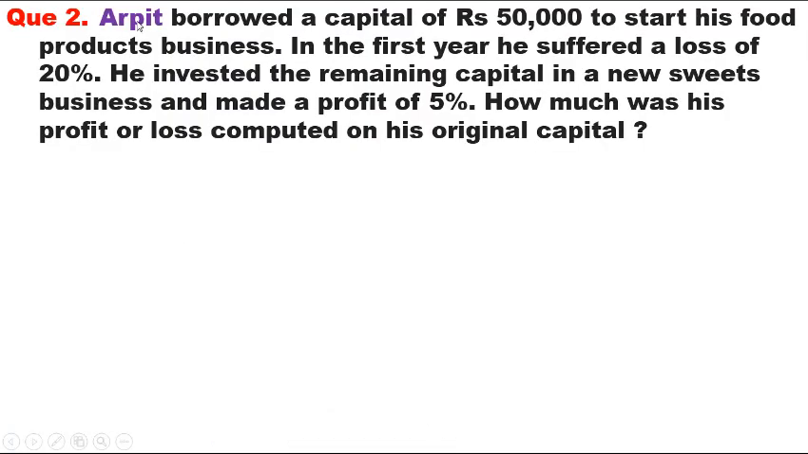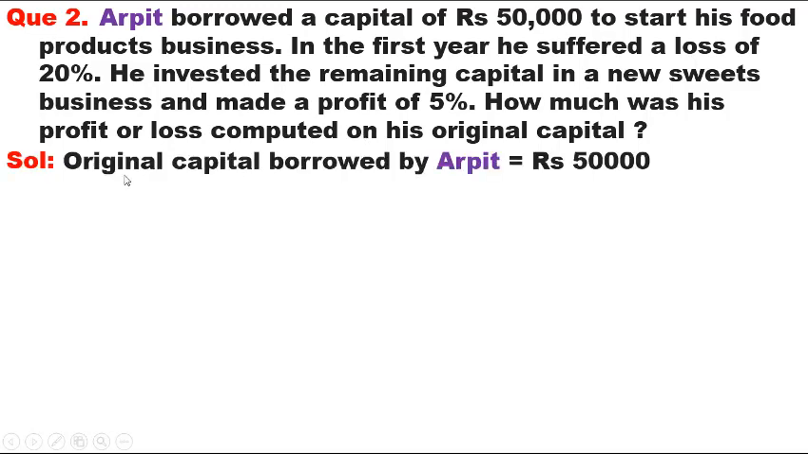Second, Arpit borrowed a capital of rupees 50,000 to start his food product business. In the first year, he suffered a loss of 20%. He invested the remaining capital in a new sweet business and made a profit of 5%. How much was his profit or loss computed on his original capital?